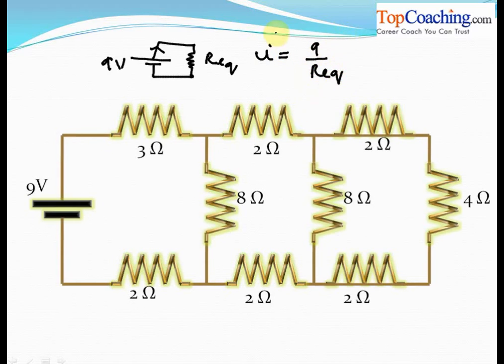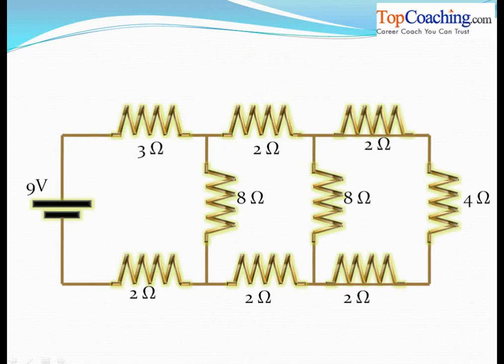And this is the current that will flow through the 3 ohm resistor, because the 3 ohm resistor is directly connected to the positive terminal of the battery. So the first step is to calculate R equivalent to get the current through the 3 ohm resistor. So first of all, let us calculate the equivalent resistance.